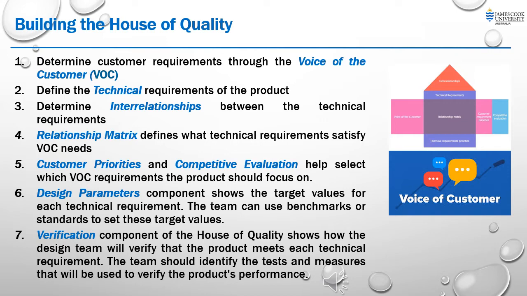The House of Quality helps the design team to understand the customer needs and requirements and to prioritize the technical requirements to meet those needs. It also helps the team to communicate the technical requirements to other departments and stakeholders involved in the product development process.